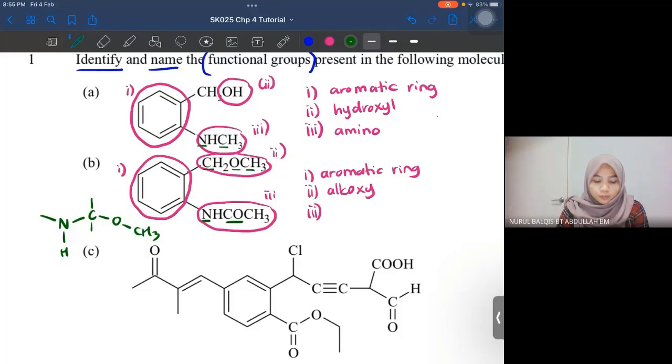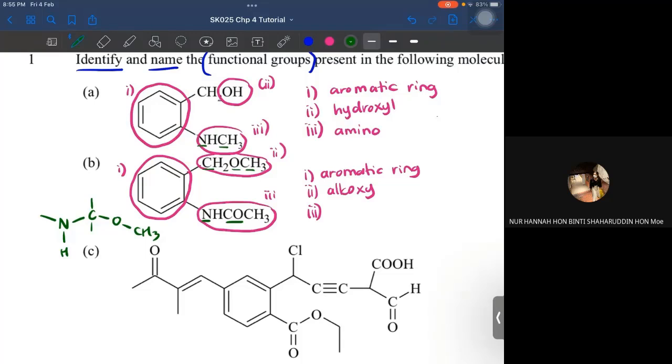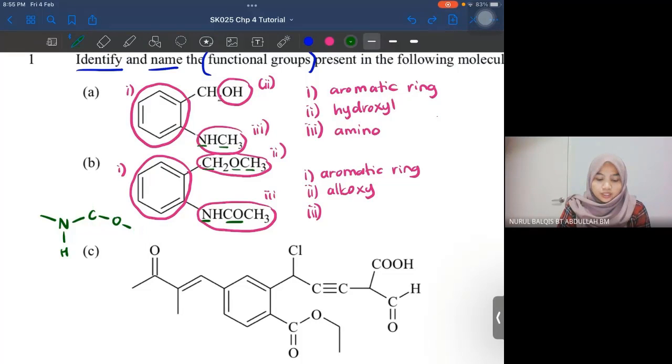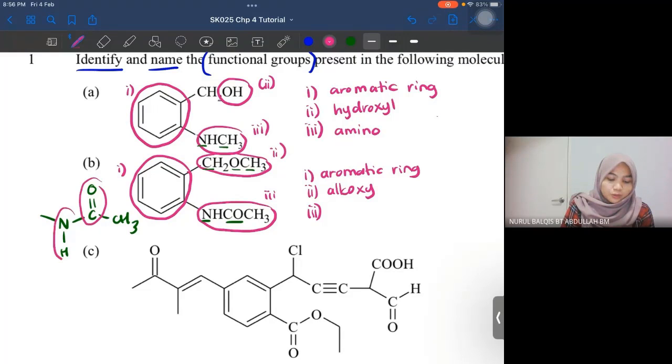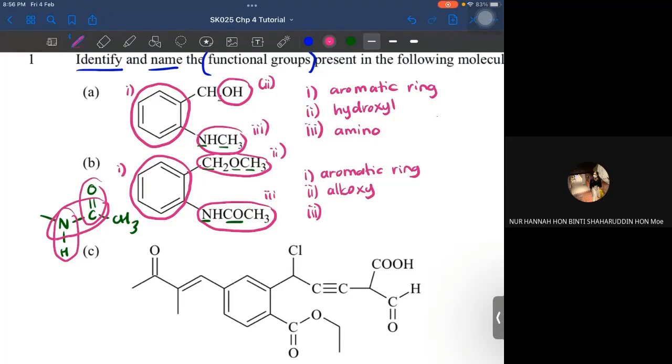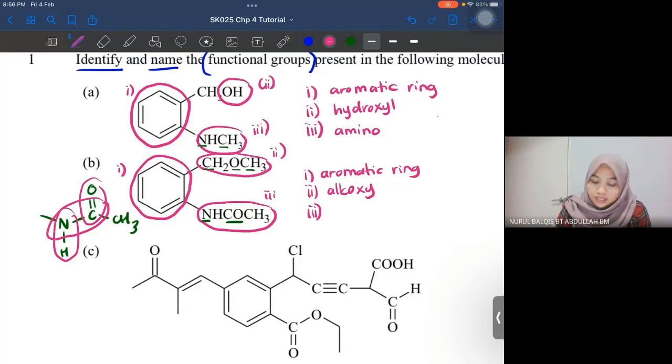Yes. So boleh ke kita kata dia alkoxy juga? Tak boleh. Okay, sepatutnya the CO here belongs to C double bond O, then we have this CH3. Means if you have both carbonyl and amino group attached directly to each other, what do we call this group? Carboxamide. Ya, carboxamide. Okay, tak kisahlah nak sebut macam mana pun, carboxamide lah.